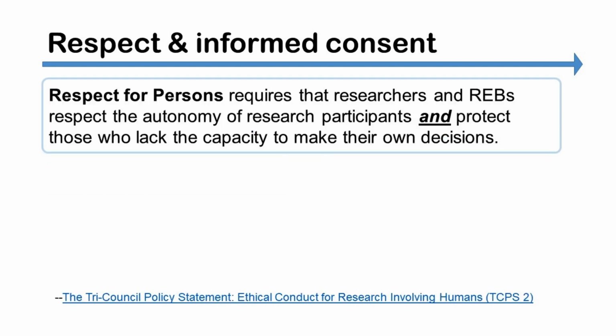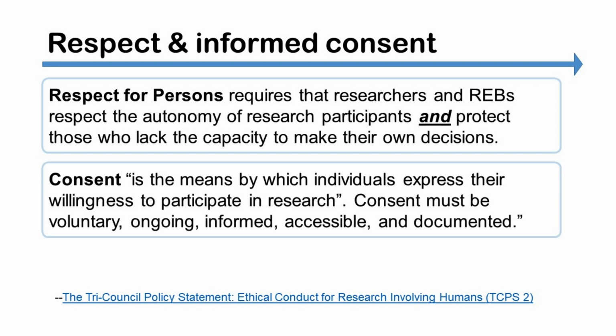So let's do a deeper dive into respect and informed consent. This is review. You may recall that respect for persons requires that researchers and REBs respect the autonomy of research participants and protect those who lack the capacity to make their own decisions. And you may recall that consent is the means by which individuals express their willingness to participate in research, and consent must be voluntary, ongoing, informed, accessible, and documented. Today we're going to unpack each of these requirements.